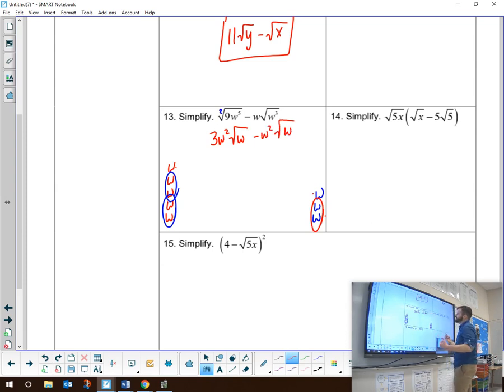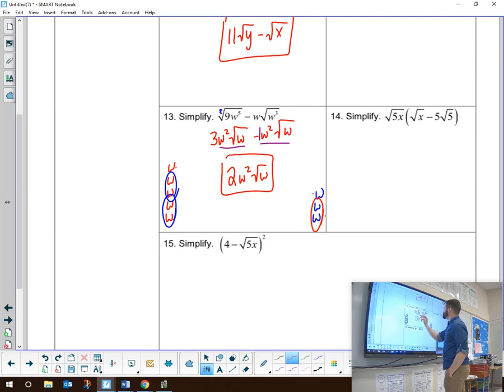So now we're just adding and subtracting because these are the same. So we're just going to go 3 minus 1 is 2. So we're going to have 2w squared square roots of w.